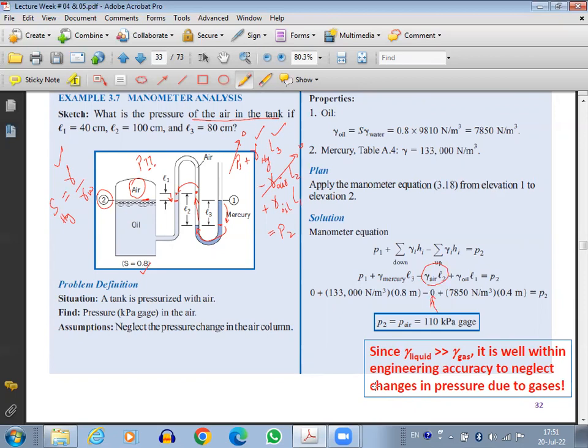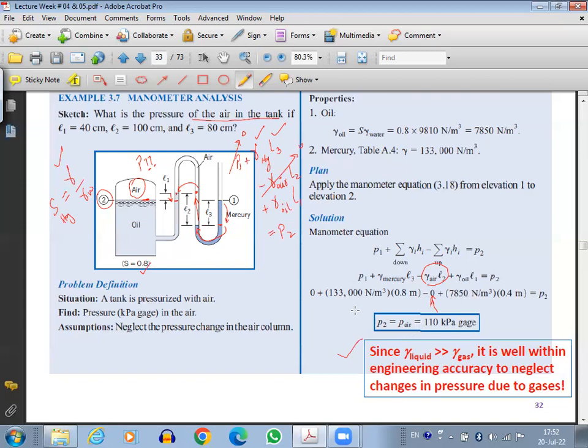So you will ignore it, you will put the value 0, but in that case in the exam I need the reason why you have done it. Since you see here in the red, the reason is given. Since gamma liquid is very, very big compared to the gamma of gas, or you can say gamma of gas is very small compared to that of the gamma of liquid, it is well within engineering accuracy to neglect changes in pressure due to gases. So that's why this term has been cancelled.